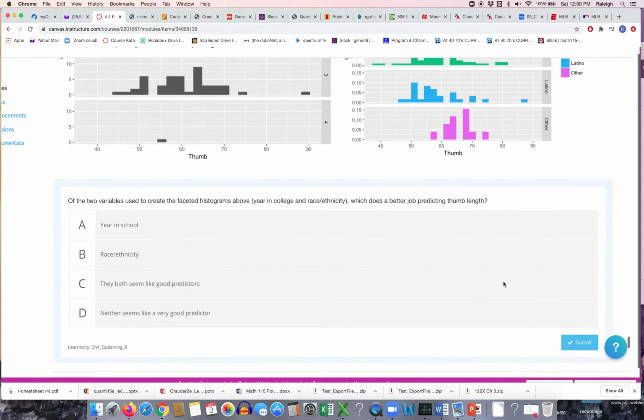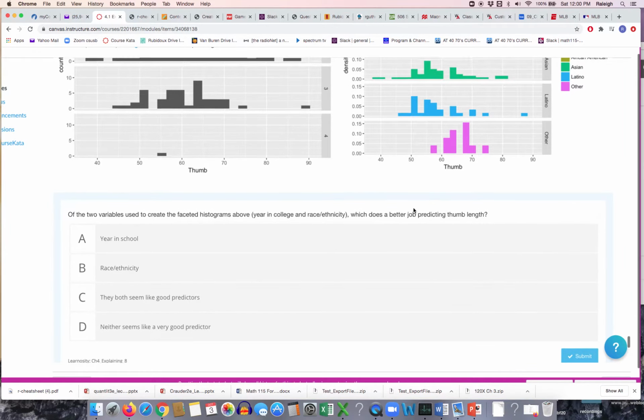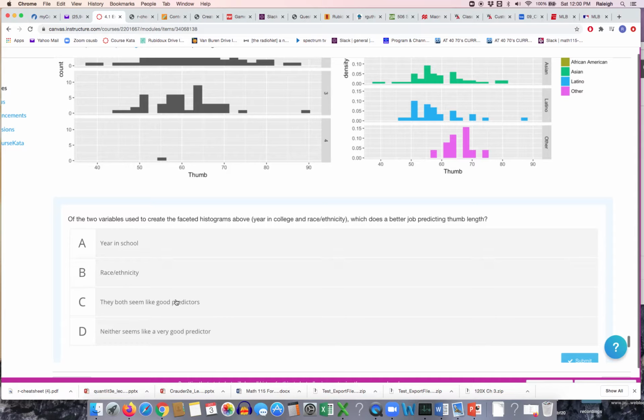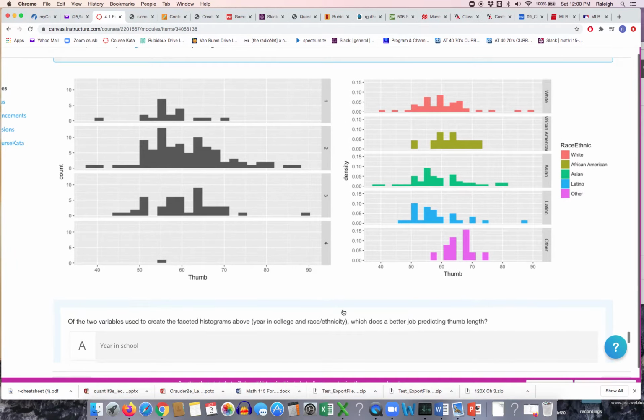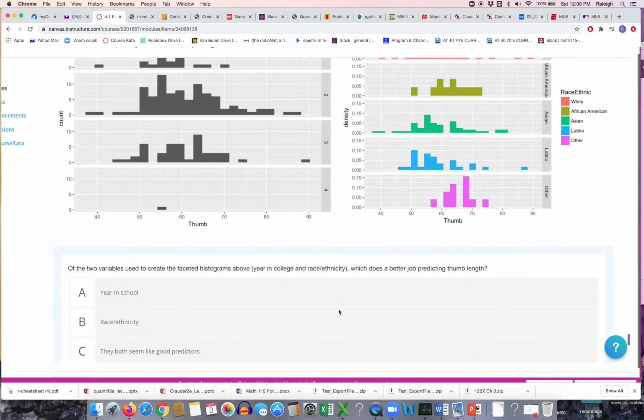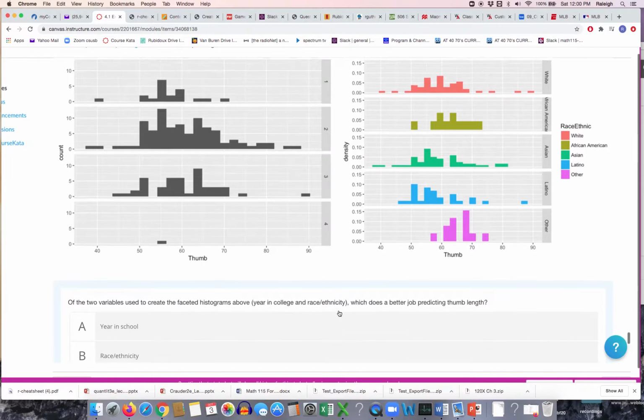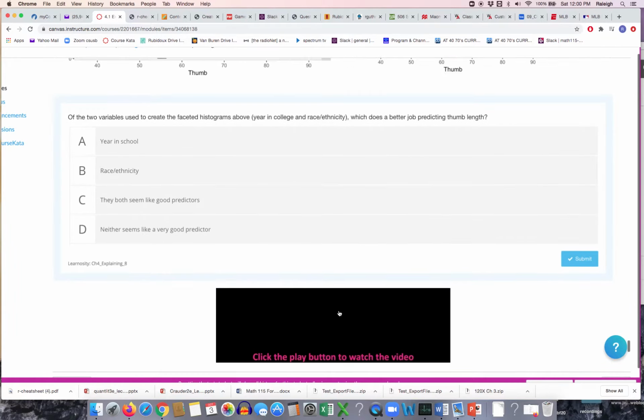So of the 2 variables used to create the histograms above, year and race, which does a better job in predicting thumb length? Year, race, they both seem good, neither seem good. I don't think either one of them looks real good. You could split hairs and pick one, but I don't really see it. Maybe race is just slightly better than year, but not by very much.